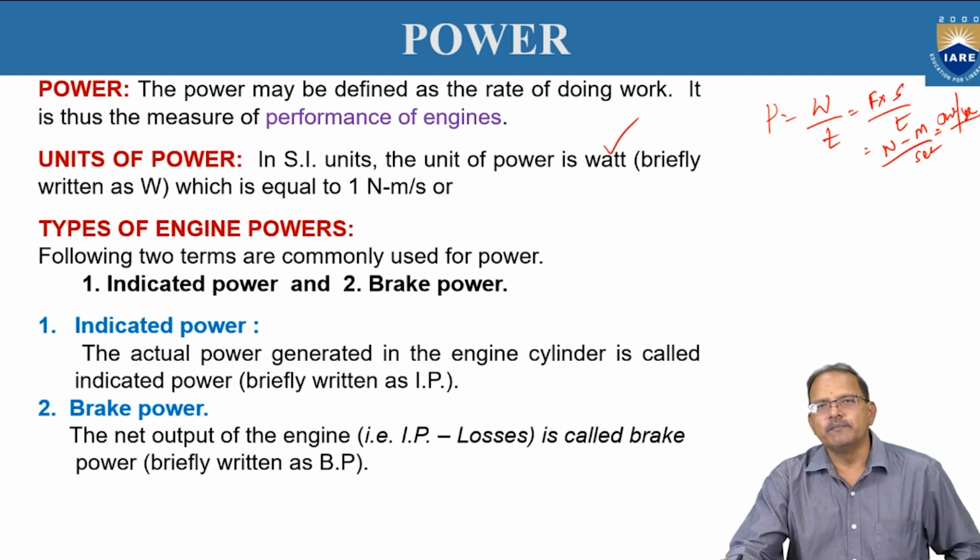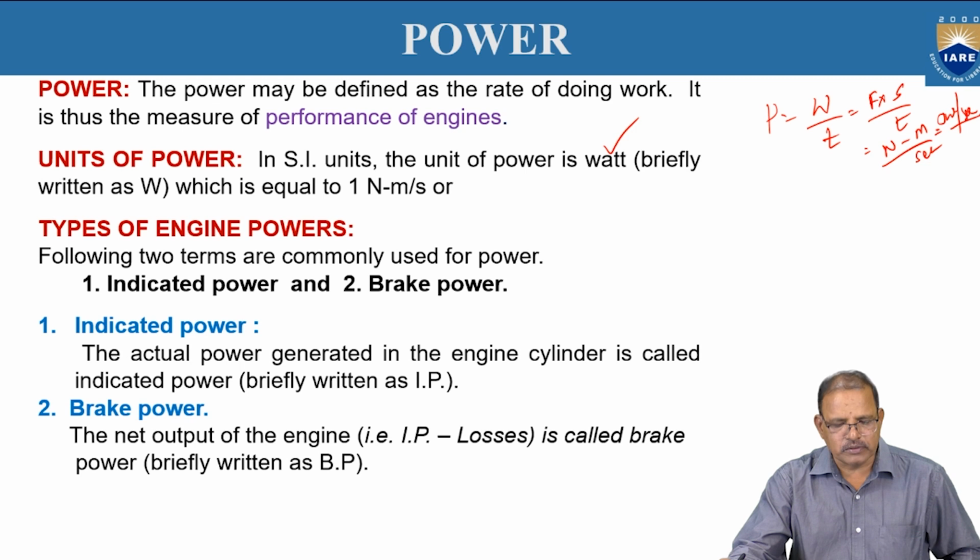Types of engine powers. The engine powers are generally measured in terms of indicated power and brake power. The indicated power is the actual power generated in the engine, and the brake power is the net power that is available at the shaft for running the machines.